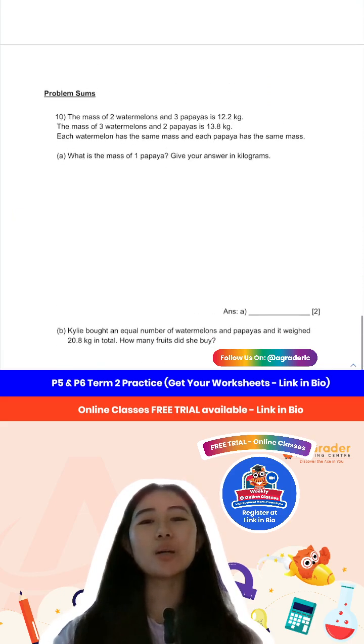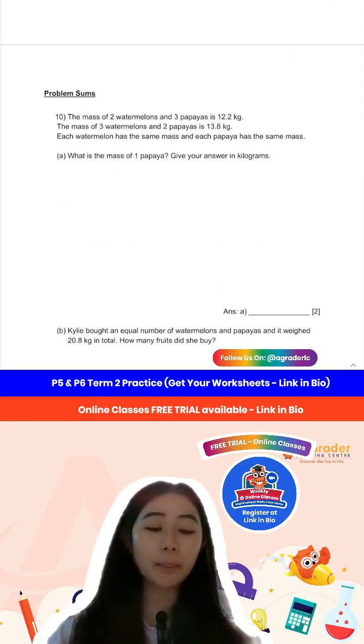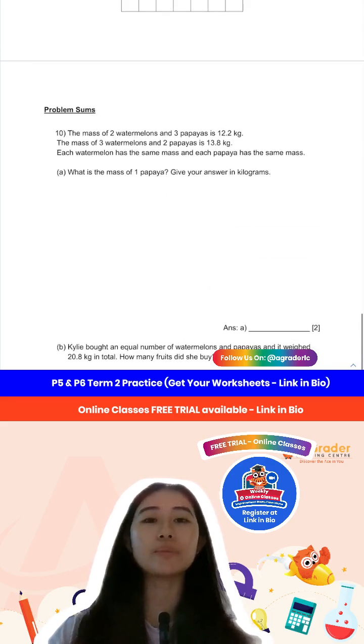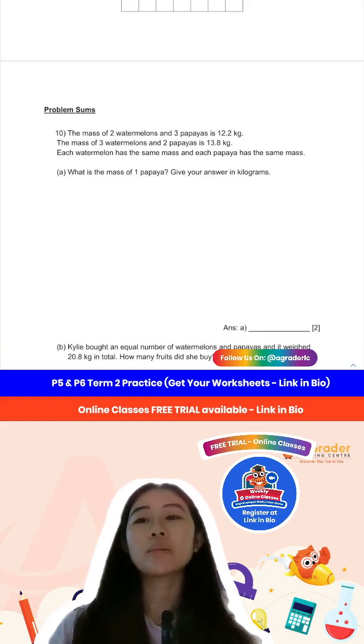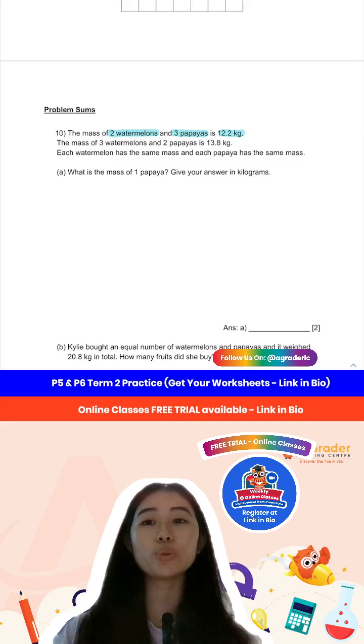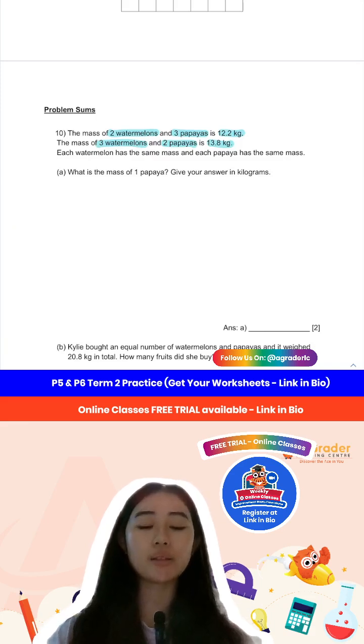Okay, so let's look at our problem sums. You can use calculators for this, and also the marks are shown, right? So we're doing a 5-mark problem sum now. I'm going to read the question first. The mass of 2 watermelons and 3 papayas is 12.2 kg. The mass of 3 watermelons and 2 papayas is 13.8 kg. Each watermelon has the same mass and each papaya has the same mass. So what is the mass of one papaya? Give your answer in kilograms.